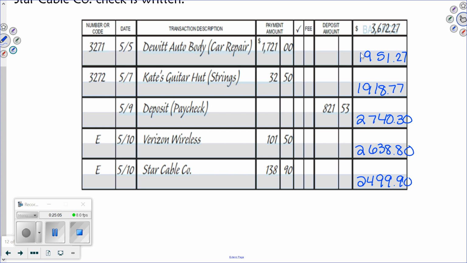There it is. Good. Are we understanding a registry, though? The two different columns makes it pretty easy to be like, okay, I add this column and I subtract this column. So make sure you put them in the right area.